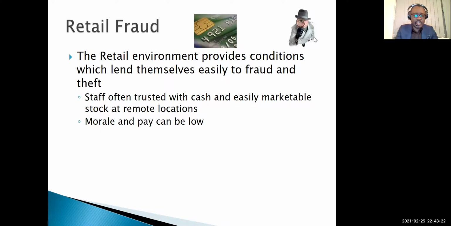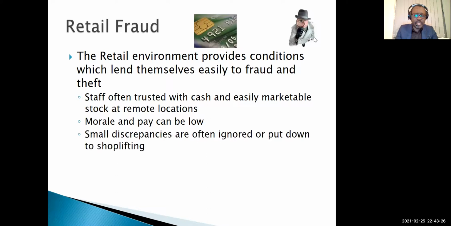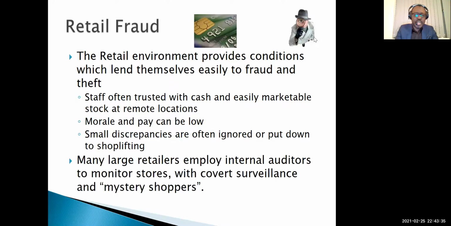inventory and cash. Okay, morale and pay can be very low. Okay, so if morale and pay is low for these retail guys, they could always defraud. Small discrepancies are often ignored or put down to shoplifting. So that's why we find audit coming in. Audit is not foolproof. Audit is not absolute assurance. Audit deals with materiality thresholds. So if the amount is small, they write it off.